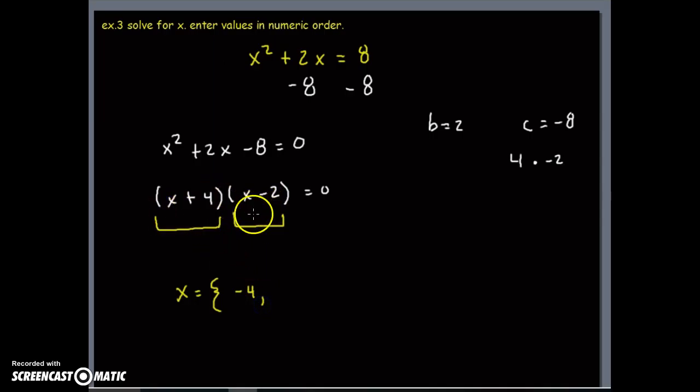And then for the second factor, 2 minus 2 would equal 0, and 0 times 6, 2 plus 4 would be 6. 0 times 6 would equal 0. So our factors, when we solve for them, x equals negative 4 and it equals 2.